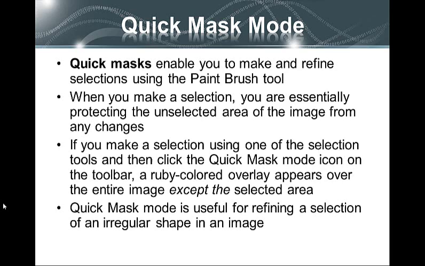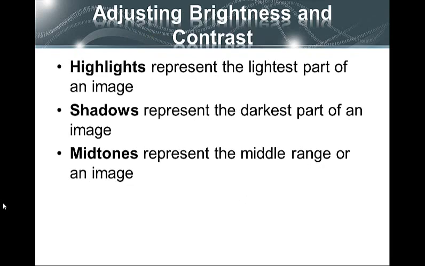If you make a selection using one of the selection tools and then click the Quick Mask Mode icon on the toolbar, a red color overlay appears on the entire image except the selected area. Quick Mask Mode is useful for refining a selection of an irregular shape of an image, especially if you use the Zoom In tool to magnify the area before you use the Paintbrush tool to adjust the quick mask.